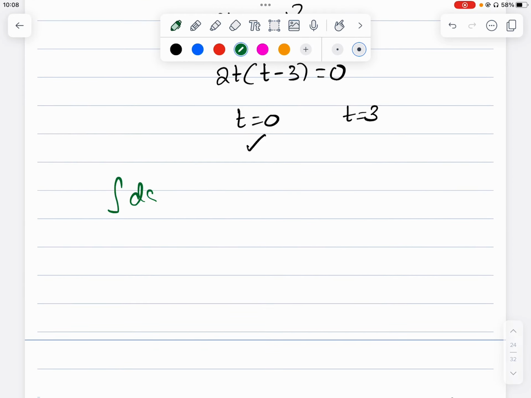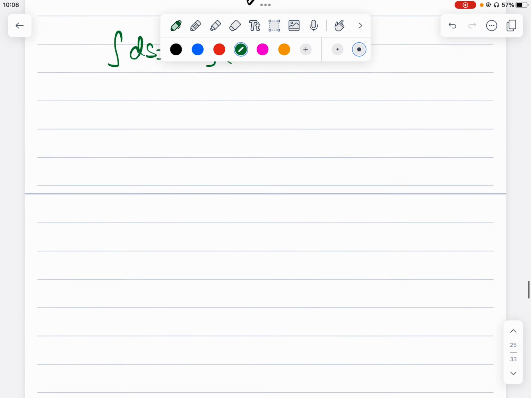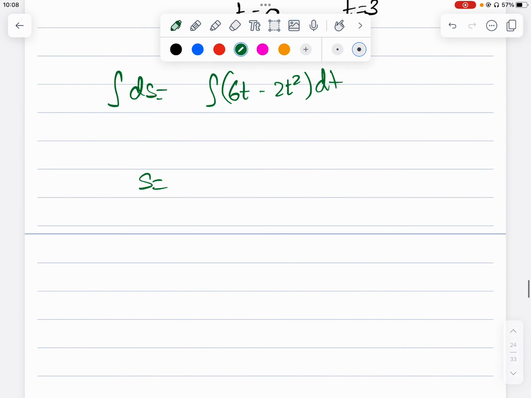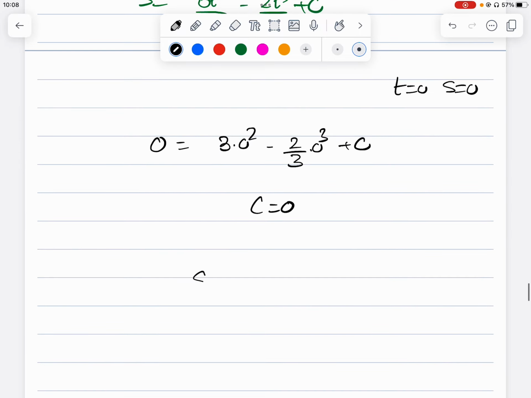So integral of ds is equal to integral of 6t minus 2t square dt. So what does that become? s equals 6t square by 2 minus 2t cube by 3 plus c. Just now in the beginning we know that t equals 0, s equals 0. So 0 equals 3 times 0 square minus 2 upon 3 times 0 cube plus c. So which gives you c equals 0. So what is s? 3t square minus 2 upon 3 t cube.